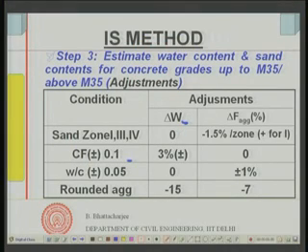So, water content delta W is expressed in percentage, additional water or reduction in water. For each change in compaction factor of 0.1, you need a 3% change in water content. So, from 0.8, supposing my compaction factor is 0.9, then I have to increase the water content by 3%. If it is 0.7, then I have to reduce the water content by 3%.